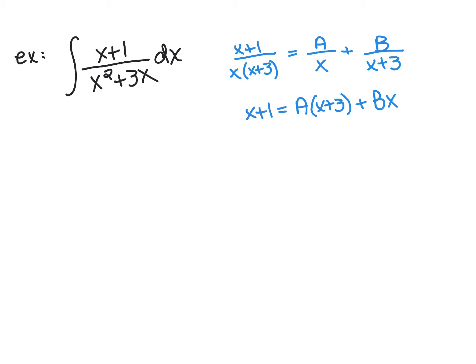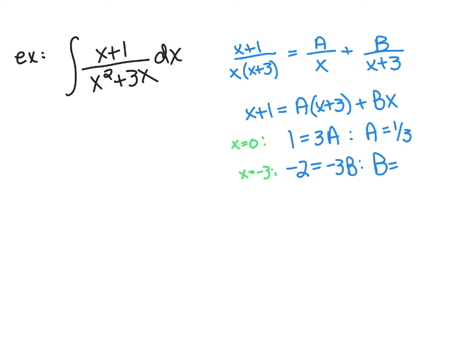Now I'm going to plug in x equals 0, which gets rid of this guy, makes that 3a, and makes this 1. Remember, you got to plug the 0 in for all of the x's. And I have solved for a. Now I want to plug in x equals negative 3 to get this guy to go away. Negative 3 plus 1 is going to be negative 2 equals negative 3 times b. And I've solved for b.